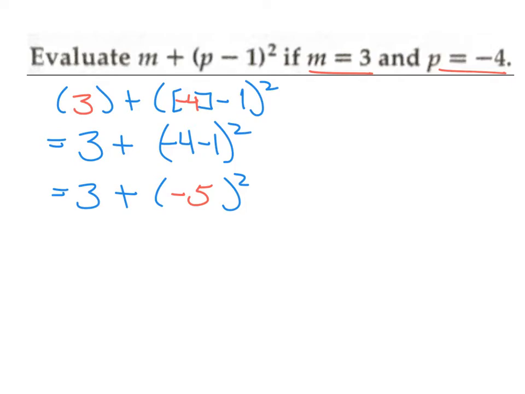Now that everything is simplified inside of all of the grouping symbols, we move on to our next step, which is going to be the exponents. And here, our only exponent is going to be this second power. So we need to take negative 5 to the second power. When we do that, the 3 plus all stays the same. But remember, negative 5 to the second means taking negative 5 and multiplying it by itself. Negative times negative becomes positive 25. We don't have any multiplication or division, so we don't have to do that. And we finish up by adding and subtracting. And 3 plus 25, of course, is 28.